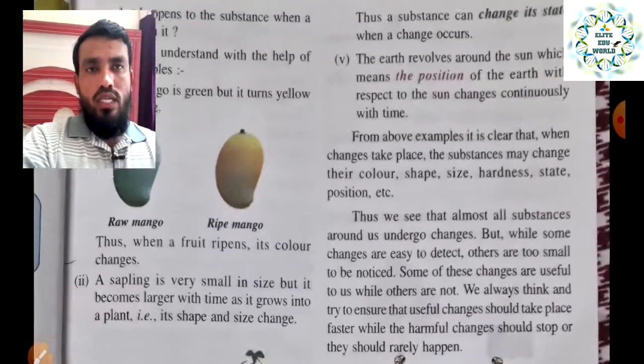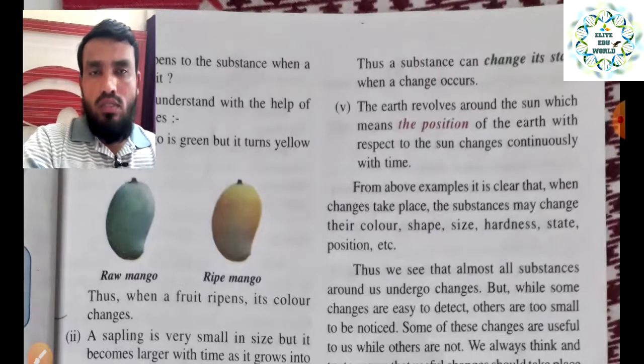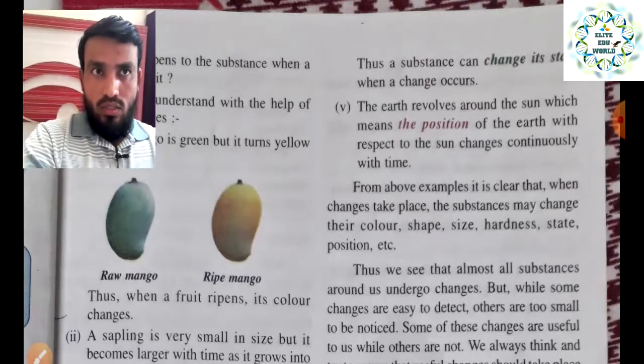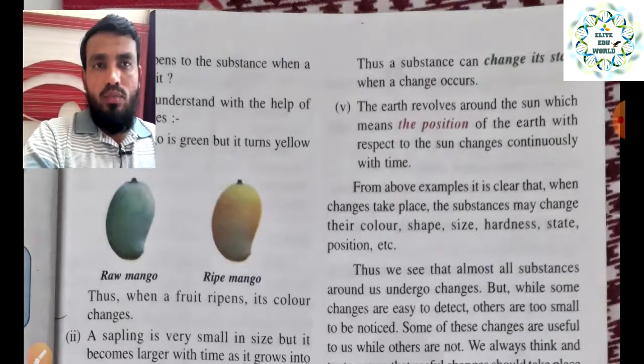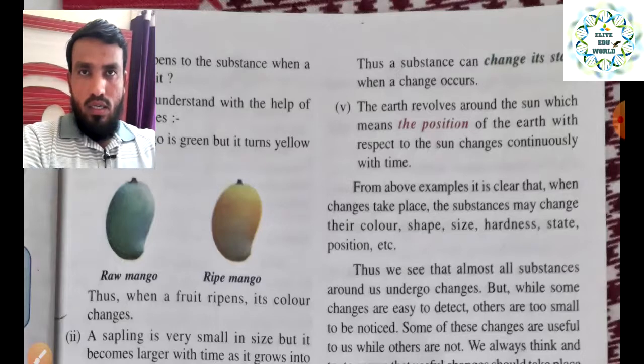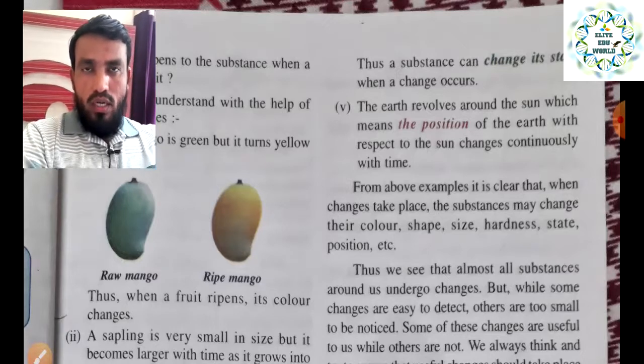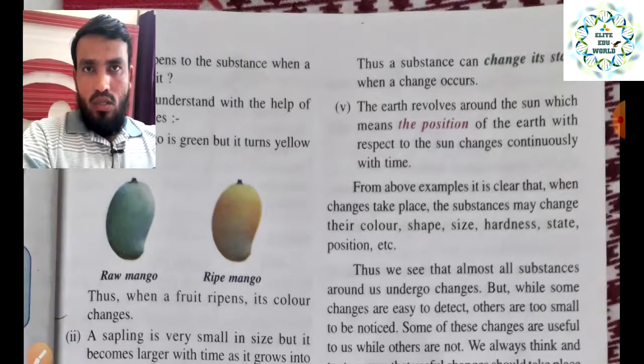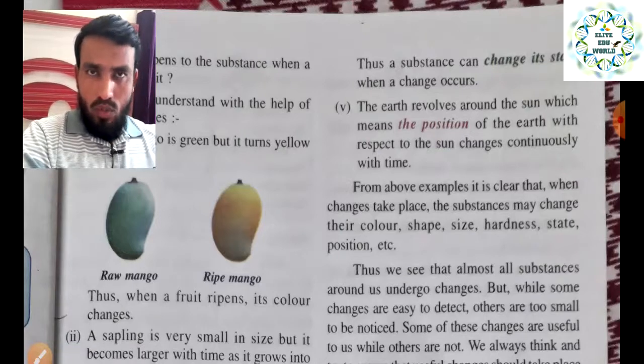Also, we can see that the earth revolves around the sun. That is also one of the changes. It means the position of the earth with respect to the sun changes continuously with time. Our earth is continuously moving around the sun, so we are continuously changing position on the basis of time. So that is also one of the changes.